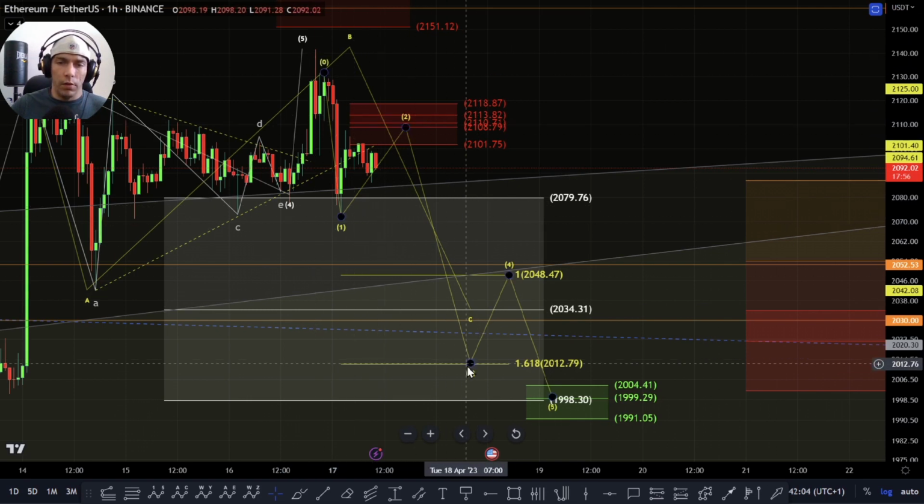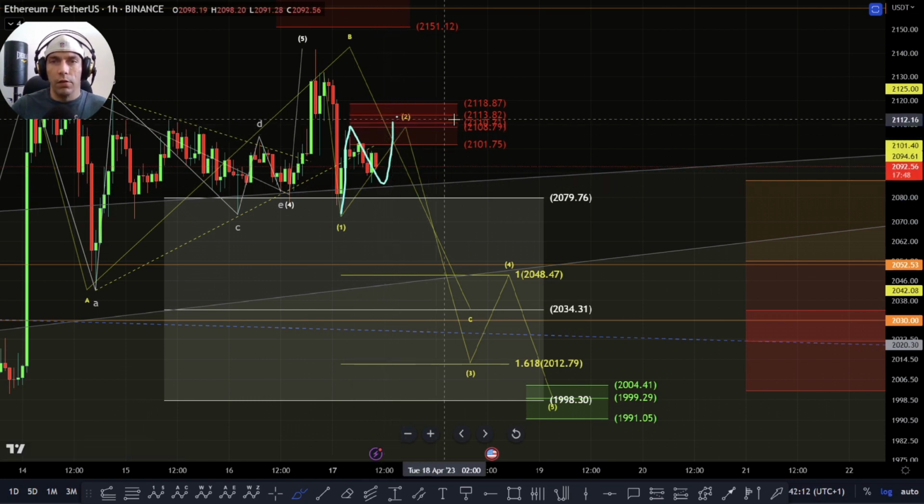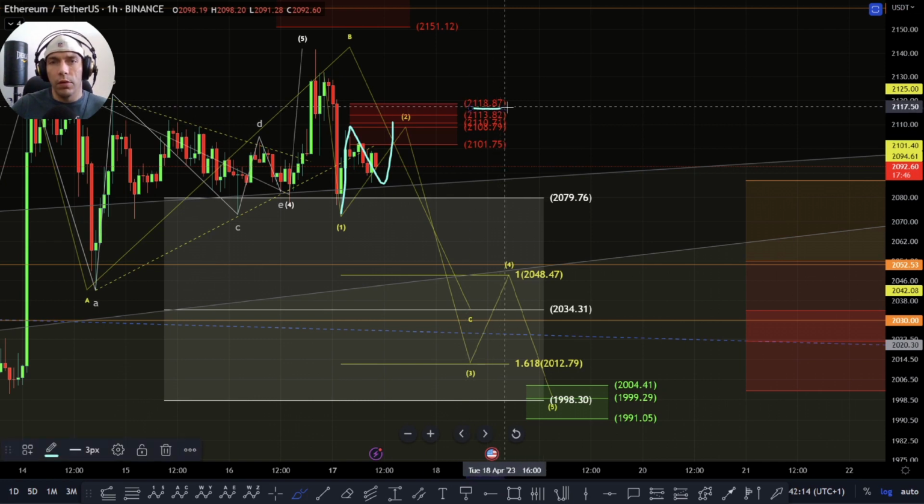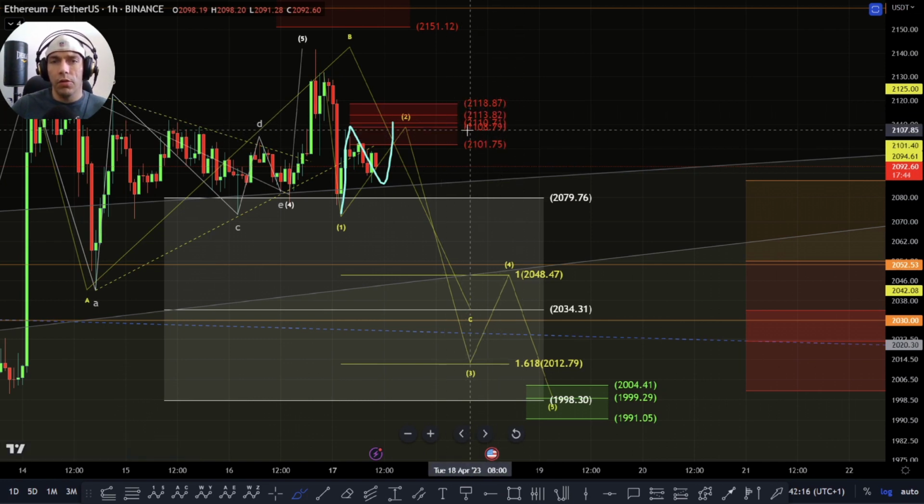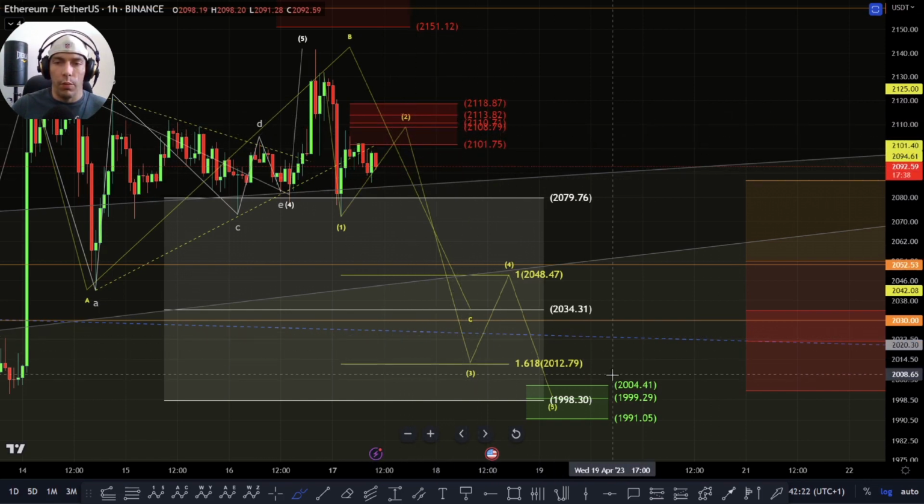So this would then indicate that we have this. It is possible we could still find support here, A, B, and C, and come up one more time and potentially look to retest this zone. But for as long as we stay below this 2118 area, we just need to be a little bit careful that we don't see this play out where we actually start to break down in a deeper way.